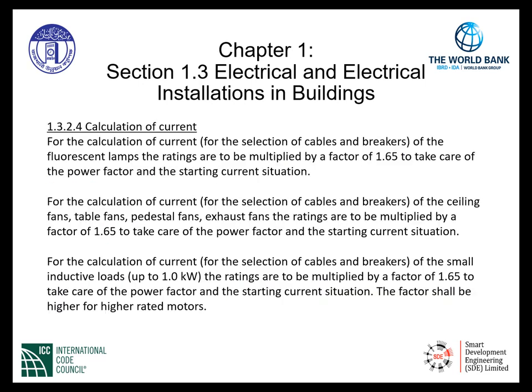Calculation of current is covered in section 1.3.2.4. For the calculation of current for the selection of cables and breakers of fluorescent lamps, the ratings are to be multiplied by a factor of 1.65 to take care of the power factor and the starting current situation. For the calculation of current of ceiling fans, table fans, pedestal fans, exhaust fans, again, the ratings are to be multiplied by a factor of 1.65 to take care of the power factor and starting current situation as well.